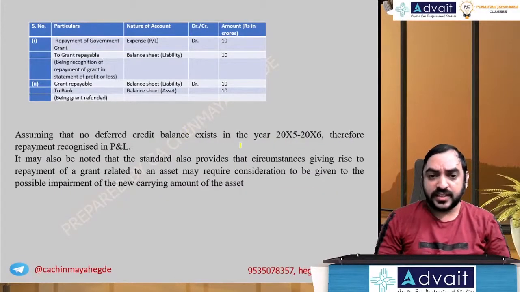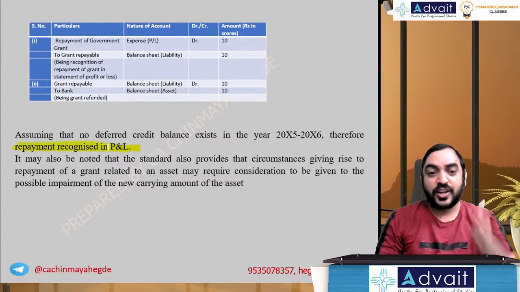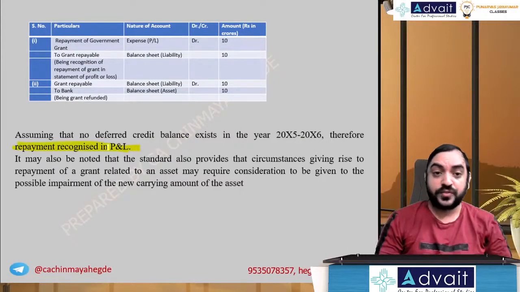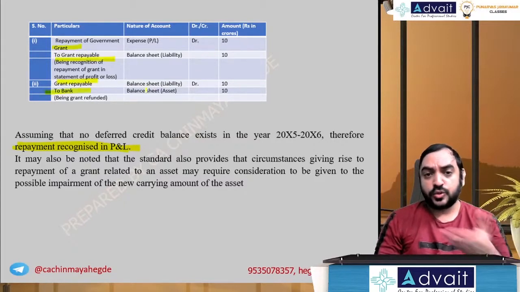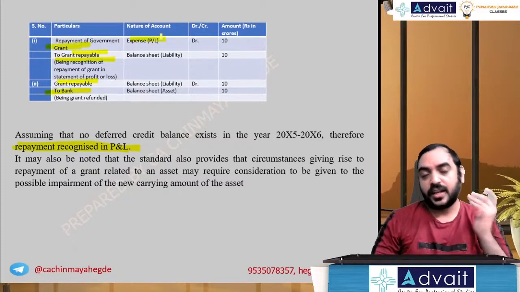Assuming no debit credit exists, therefore repayment is recognized in the P&L account. For that purpose, they have to give so much of gain. So first you recognize the government grant, grant to grant payable, and the payable is to the bank, and this grant account will be transferred and expensed in the P&L account.